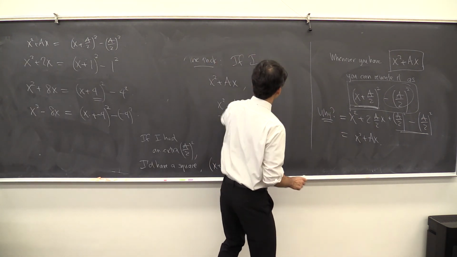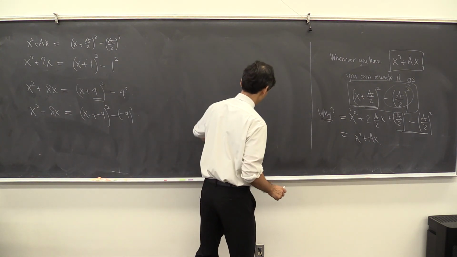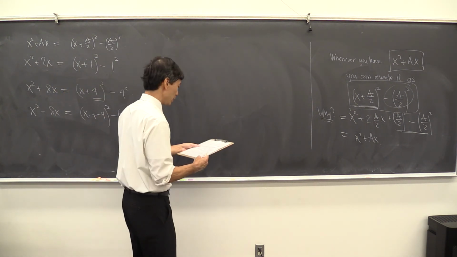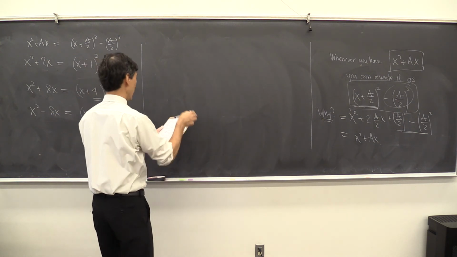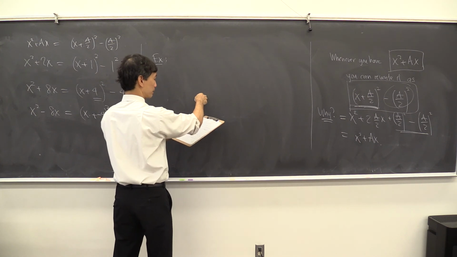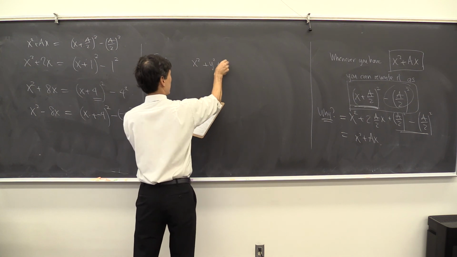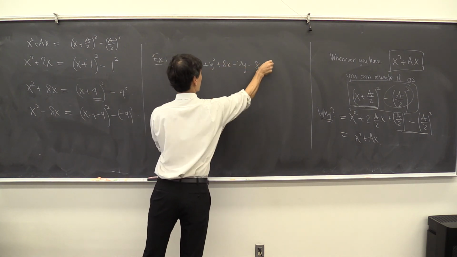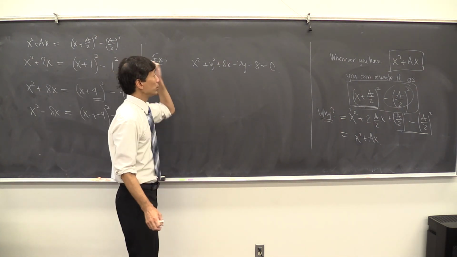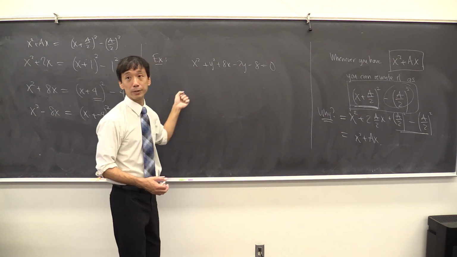What's the point here is that this reveals some symmetries. I'll talk a little bit more about that next time, but let me just show you how this is applied in terms of the exercises. So here is some equation: x squared plus y squared plus 8x minus 2y minus 8 equals 0. You want to recognize this as a circle.